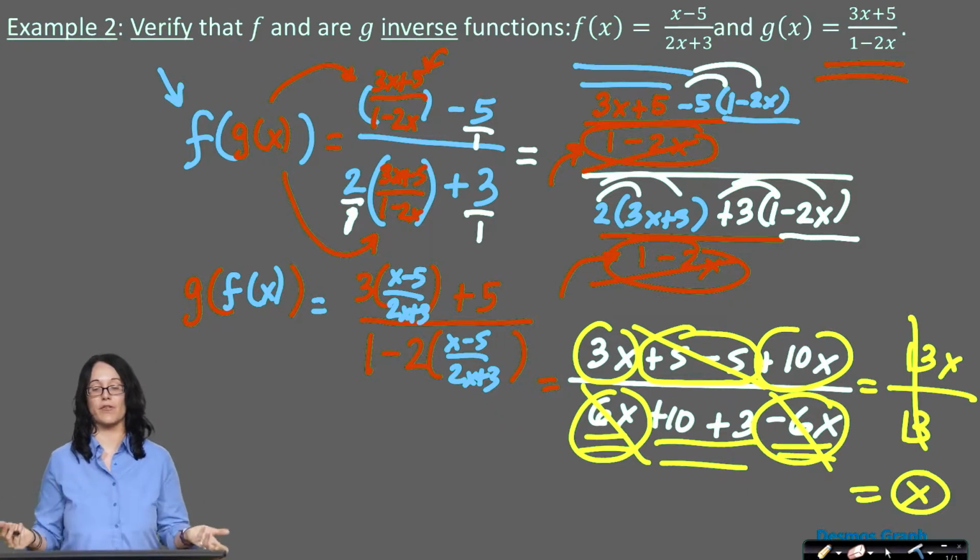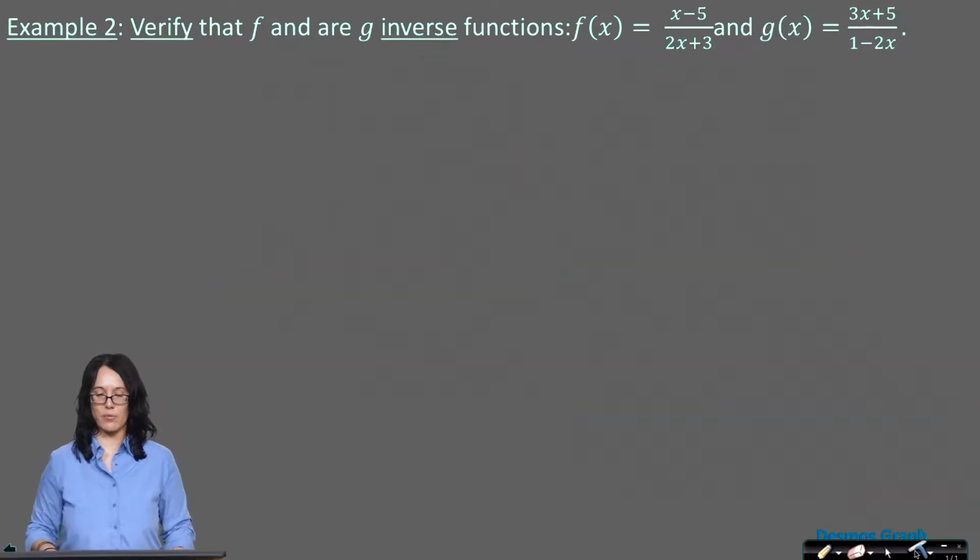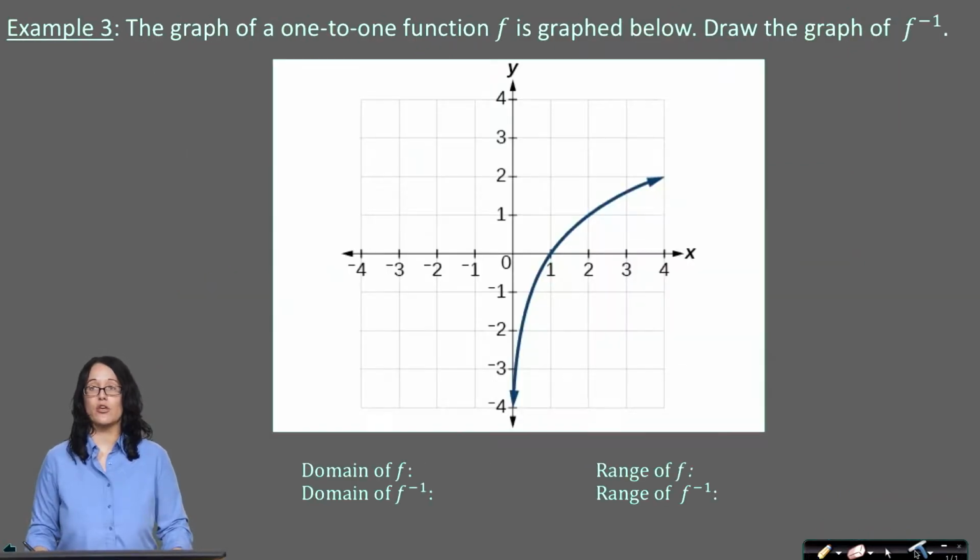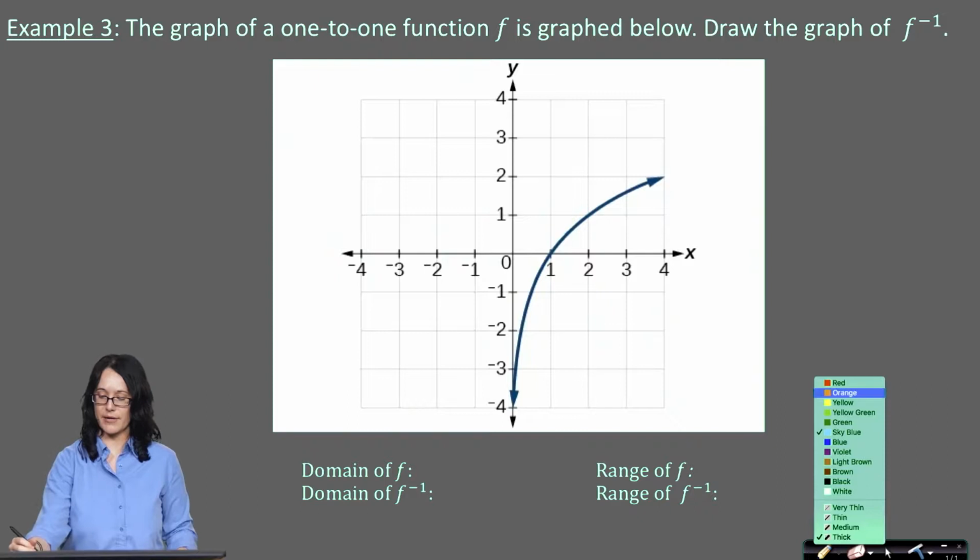And that's how you can confirm that not only does f undo g, but g undoes f, meaning they are truly inverses of each other. Okay, so on our next slide, take a look at what we're talking about. We are giving you a function f, and it's this nice blue curve, and we're asking you to recognize if it's 1-to-1. Is it? Yes, it passes the horizontal line test. If so, could you draw its inverse? That's what it's asking, right?